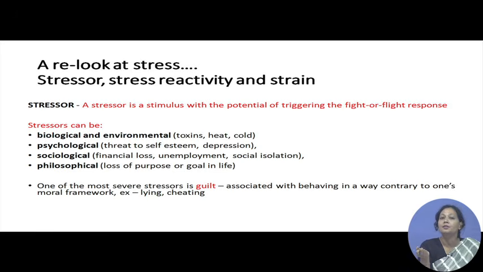So, a relook at stress. We have been talking about a stressor for quite some time. A stressor is a stimulus with the potential of triggering the fight or flight response. That is, the stressor is a stimulus that could be internal or external. So, it could be when somebody tells me something abusing, that could be a stressor. That is going to induce some changes within me. In this case, the rebuking stimulus is an external source.